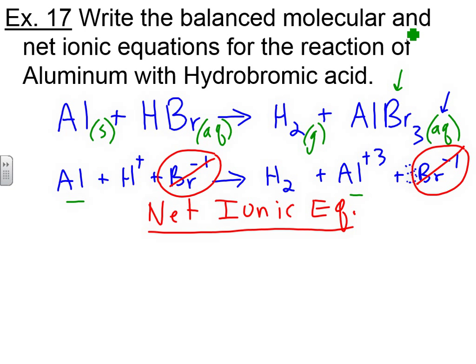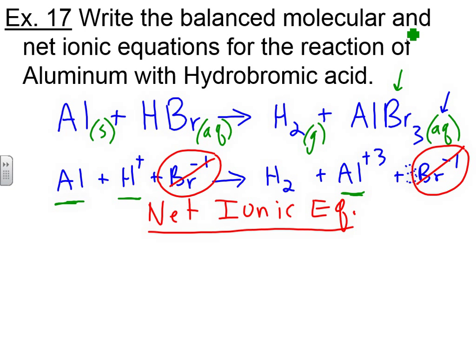And this is the beauty of net ionic equations. You can clearly see that aluminum went from a charge of 0 to a charge of +3. So aluminum actually changes. It gets oxidized. It actually gives up electrons. Who does aluminum give up electrons to? Gives them up to hydrogen. And that's why hydrogen is +1 on the left and then 0 on the right.